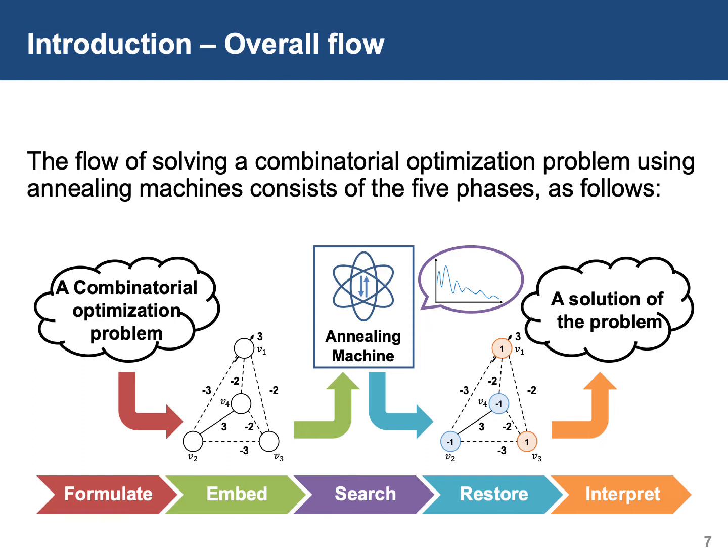In phase 3, an annealing machine searches for the ground state of the Ising model. In phase 4, the state of the logical Ising model is restored from the state of the physical Ising model after annealing. In phase 5, the state of the logical Ising model is interpreted as the solution to the program.